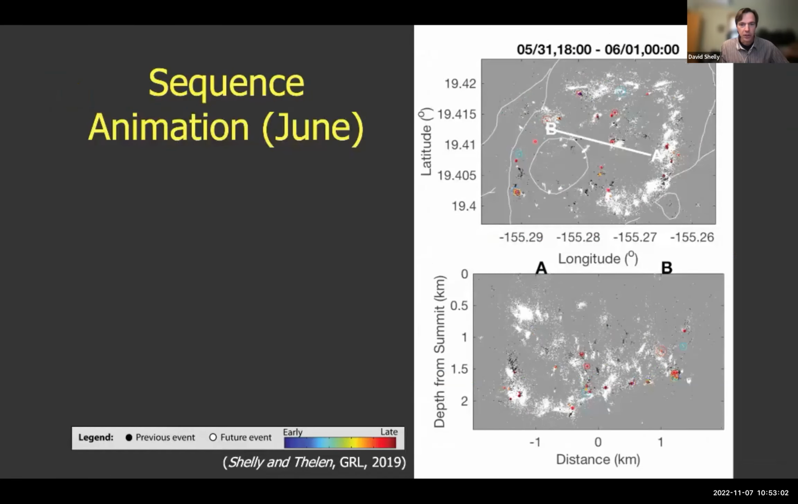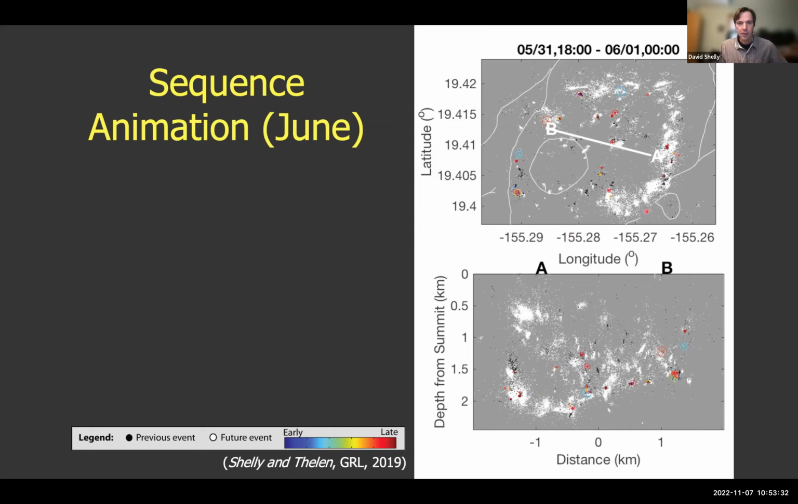Okay, so I'm going to show an animation here. The top plot is the map view showing the summit area of Kilauea where all the seismicity was. The bottom is the cross section. It's this cross section AB, which is going to spin around to give you a little bit of the sense of the three-dimensional structure of this seismicity.